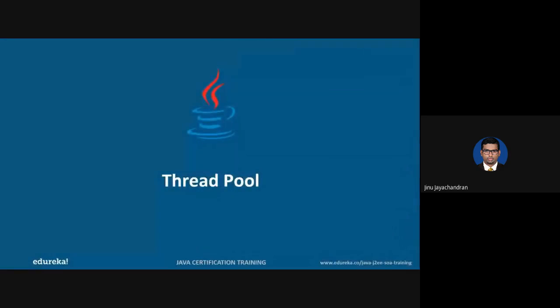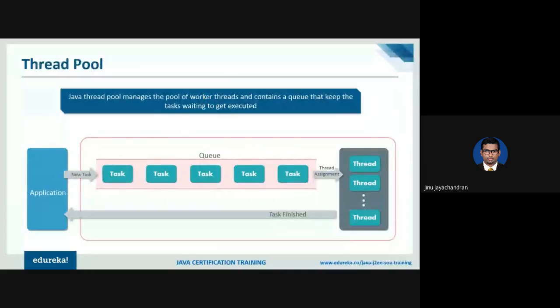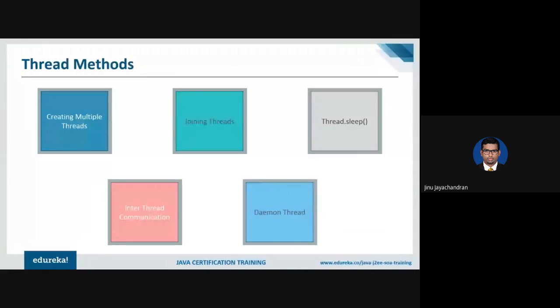In a similar way to synchronization, we have something known as a thread pool. A thread pool manages a pool of worker threads and contains a queue that keeps the tasks waiting to get executed. We will have a lot of tasks for the application which we have to do, and a pool can be maintained for these threads, which will be executed automatically by this API called thread pool. So explore this part.